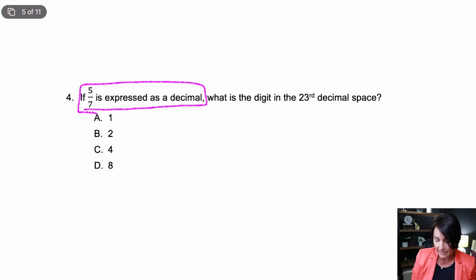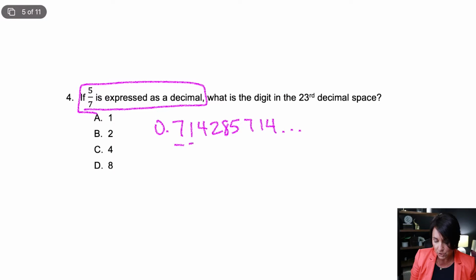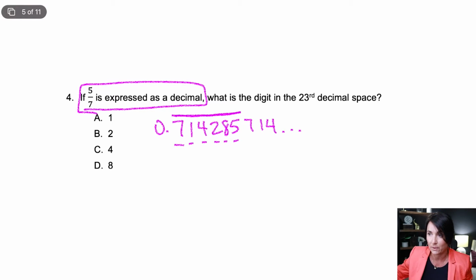And when I do, I get 0.714285. And then the pattern starts to repeat again. Now, the main thing you want to do is count how many digits there are before the pattern repeats again. So I have 1, 2, 3, 4, 5, 6. This repeats 6 digits before the 714285 starts again. So there's 6 digits in that pattern.